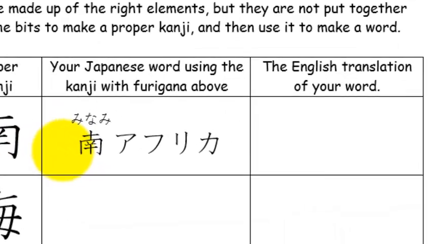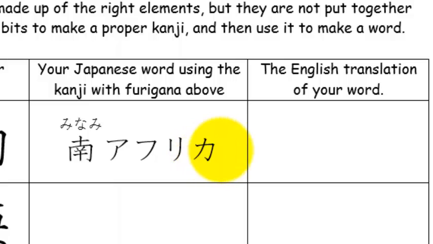I've chosen Minami Africa. And it also says you need to put the furigana above your kanji. The furigana is of course the hiragana letters which tell you the pronunciation of that kanji. So there it is, Minami Africa. And then here you need to write the English translation of your word, which is South Africa. Okay, you can do anything of course, but that's quite a good example.